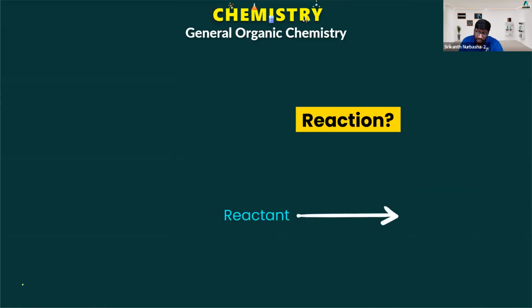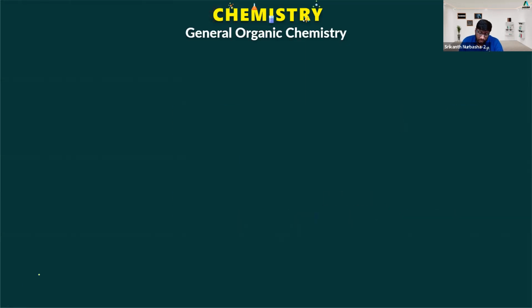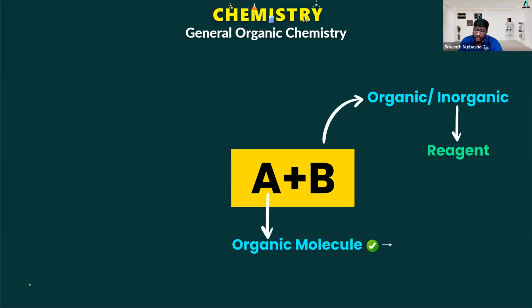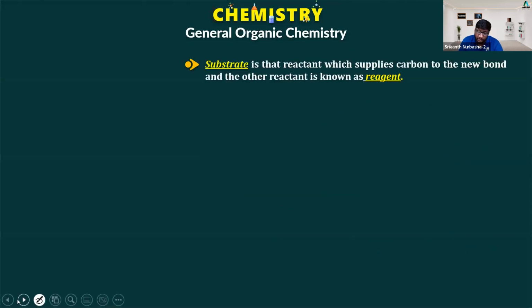Reaction, what is an organic reaction? So a reactant is actually converting into a product in a particular solvent. So A is an organic molecule, B is also an organic molecule, or it can also be an inorganic molecule, which is a reagent. The organic molecule is also called the substrate. So the reagent and substrate are going to react now to form a product. What is a substrate? Substrate is that reactant which supplies carbon to the new bond, and the other reactant is known as reagent. Like we have substrate and reagent, right?